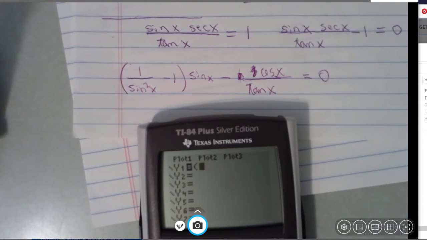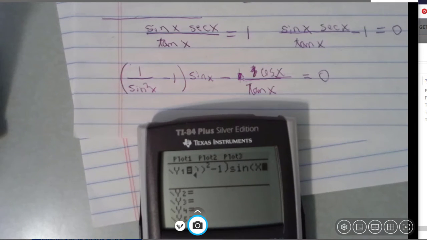What a mess. 1 divided by sine of x squared. Let's see, and I've got to get my parentheses in the right place here. So I'm going to square that sine of x. And then I'm going to subtract 1 and close the parentheses. And I don't know if I started with an open parenthesis or not. I did. Good. So I've got this much typed in. Multiply that by the sine of x.